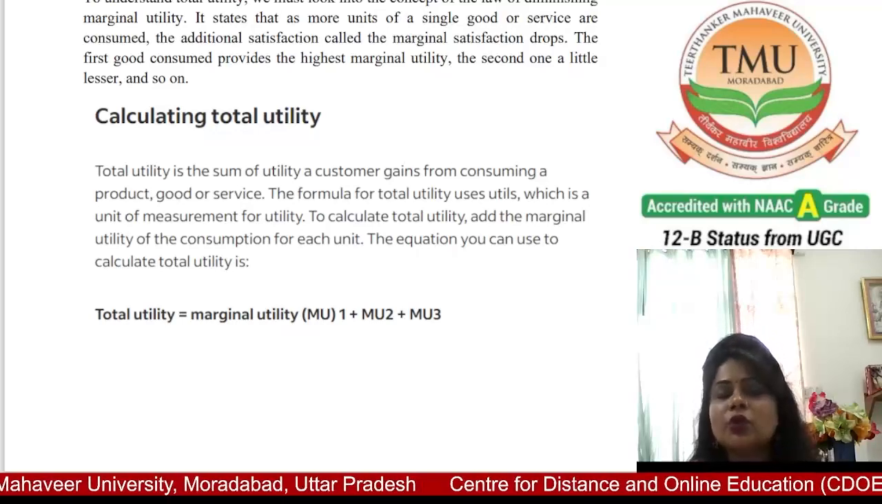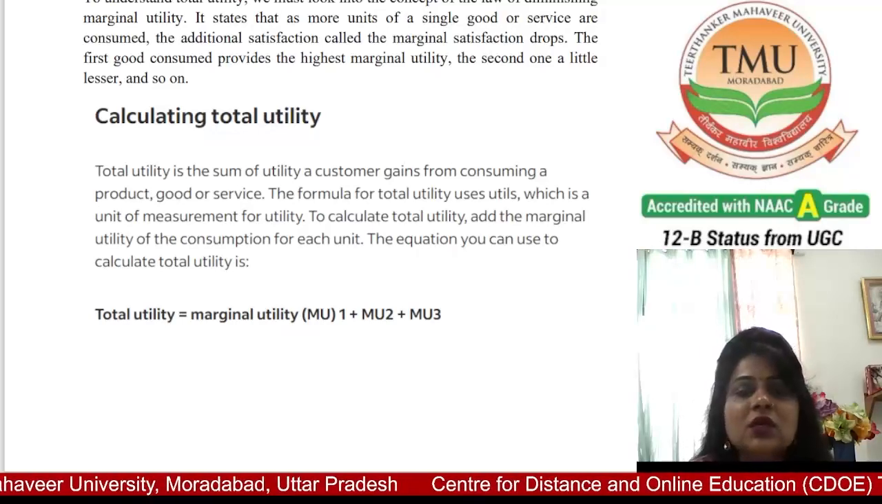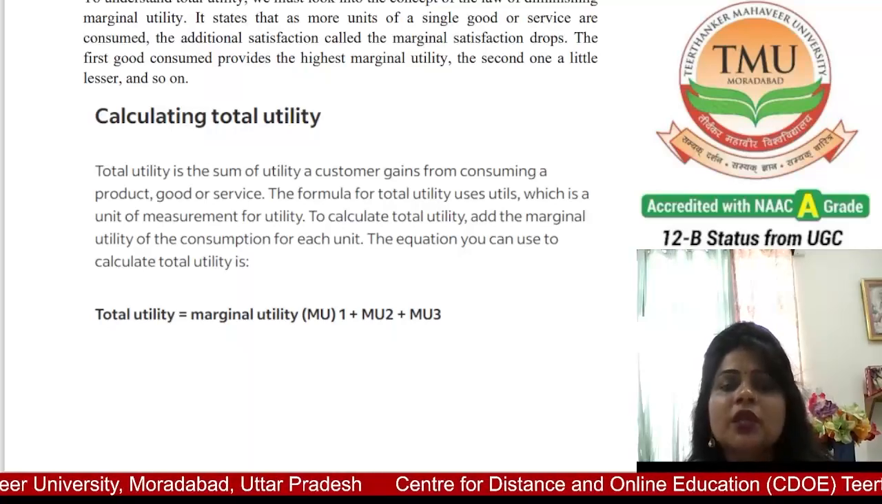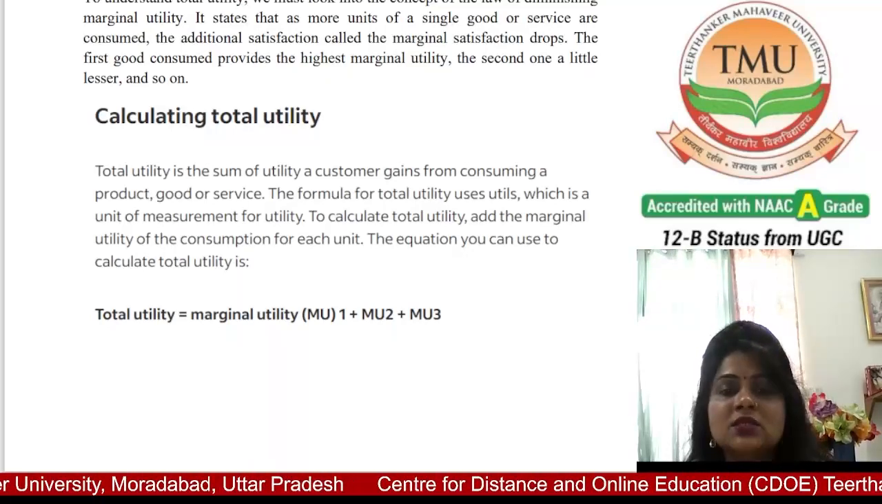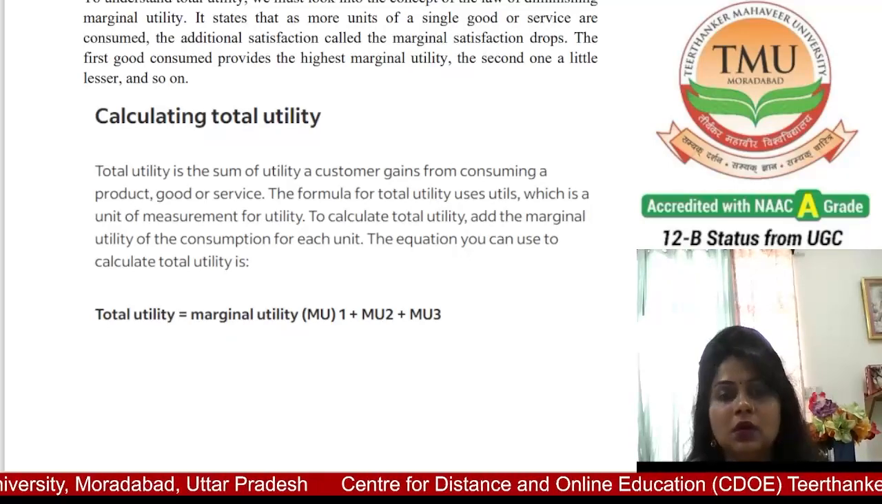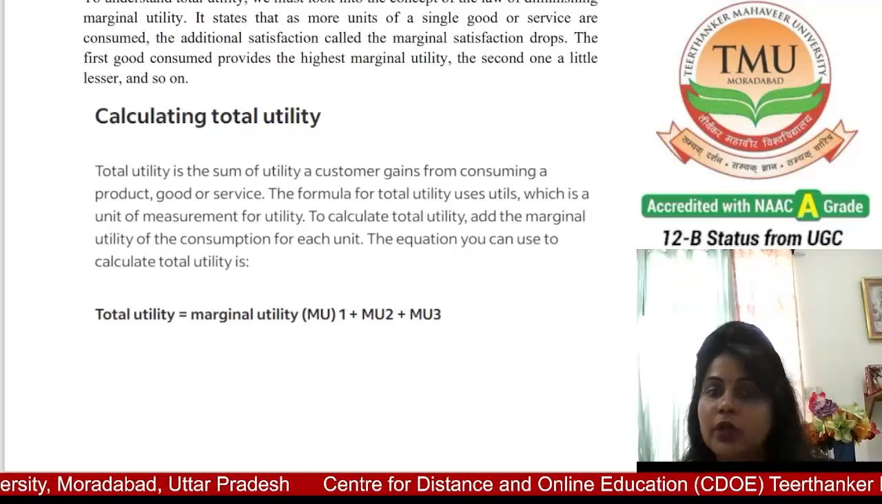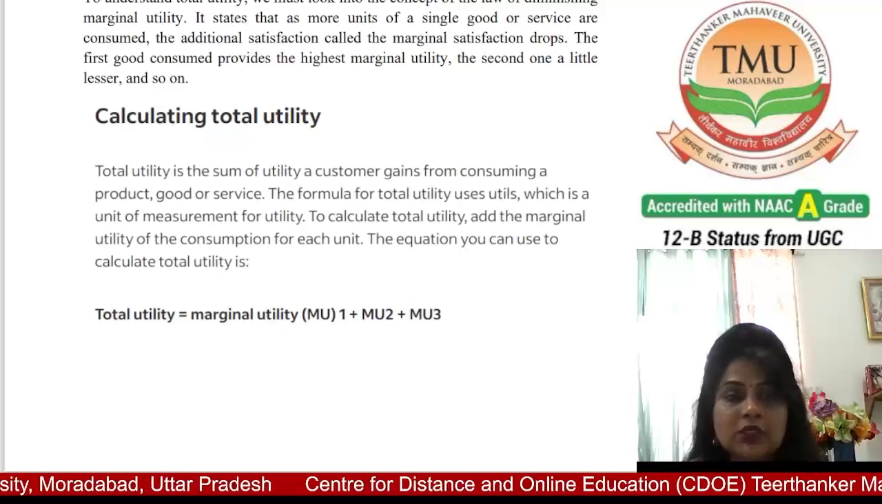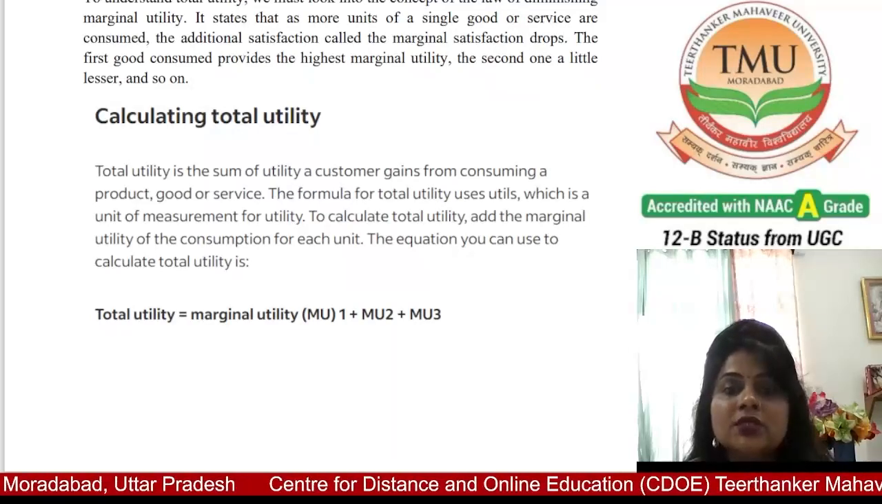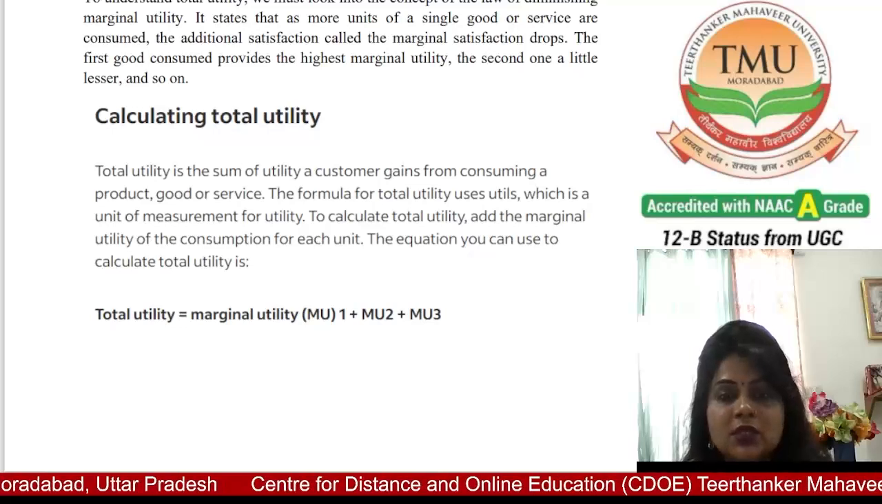In the case of total utility, marginal refers to the increasing or decreasing level of utility that is obtained with added consumption. Now, I think you have understood what total utility is. I have also explained that total utility is usually measured in relative units called utils.